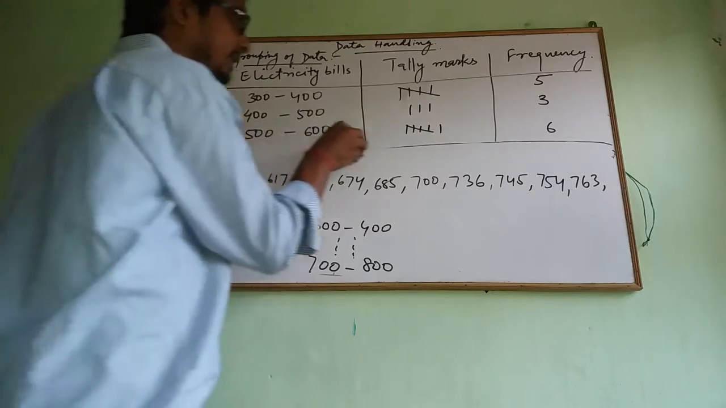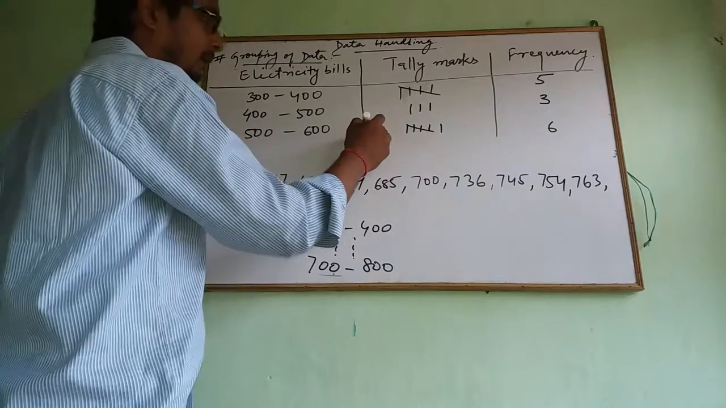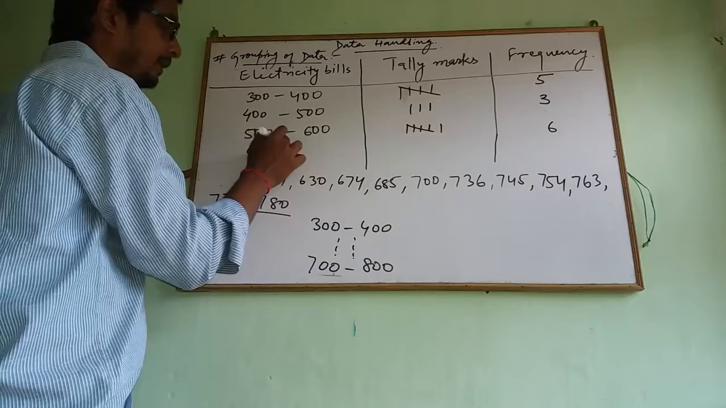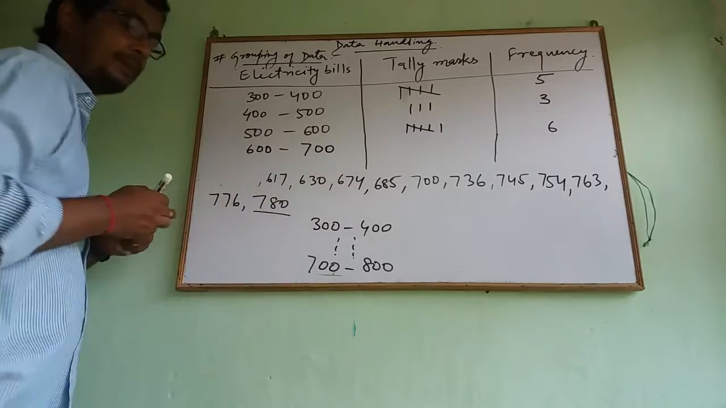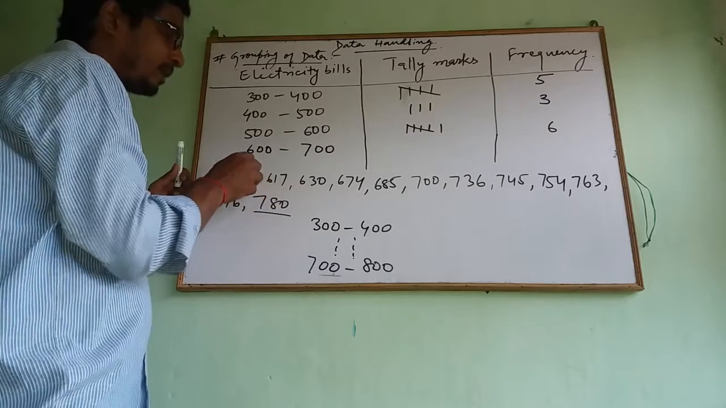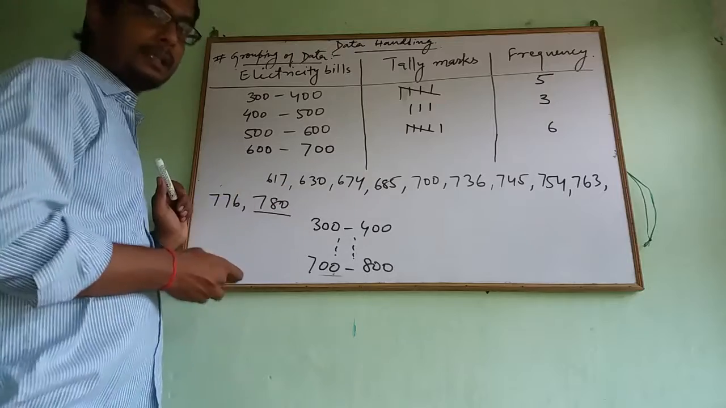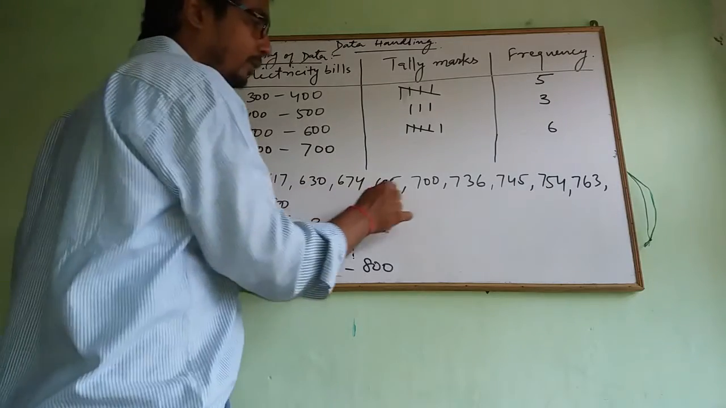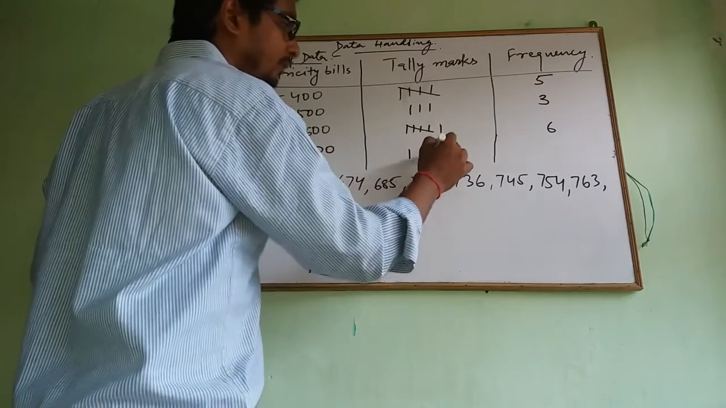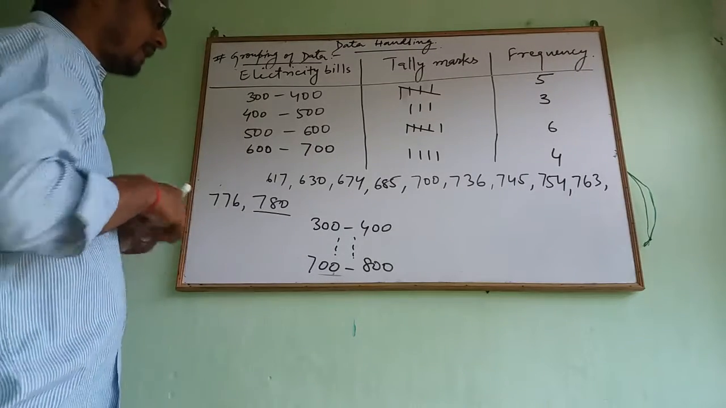Now once again you can see that more data are there, so we will expand the frequency distribution. Here it will be 600 to 700. In between 600 to 699, how many data are there? 1, 2, 3, 4, only 4. So I will write it here, 4. Now again I will erase.